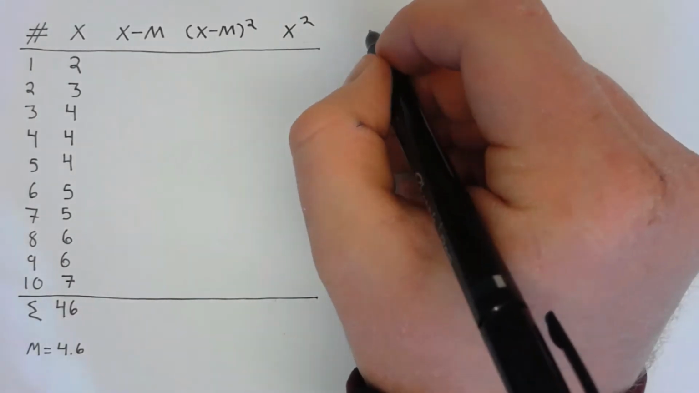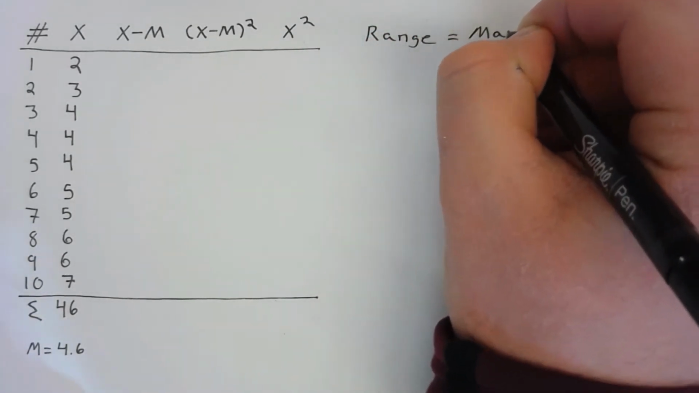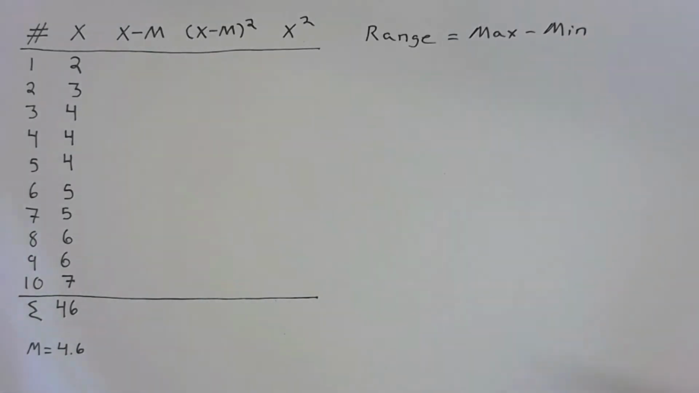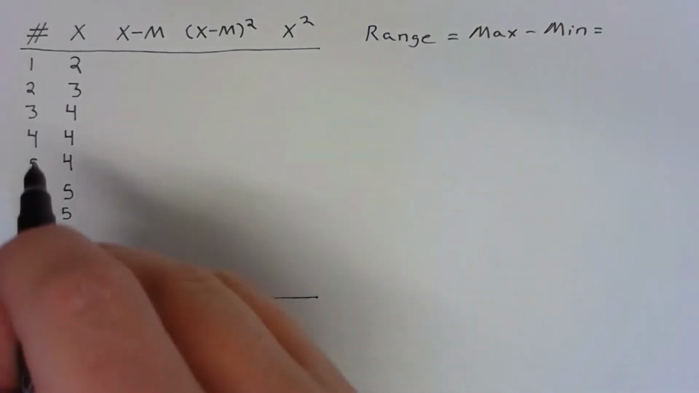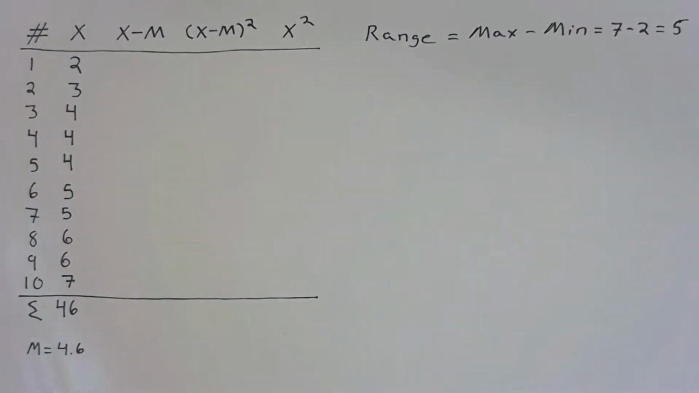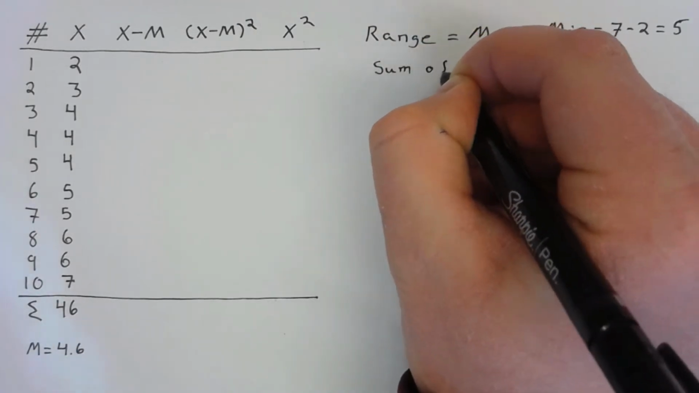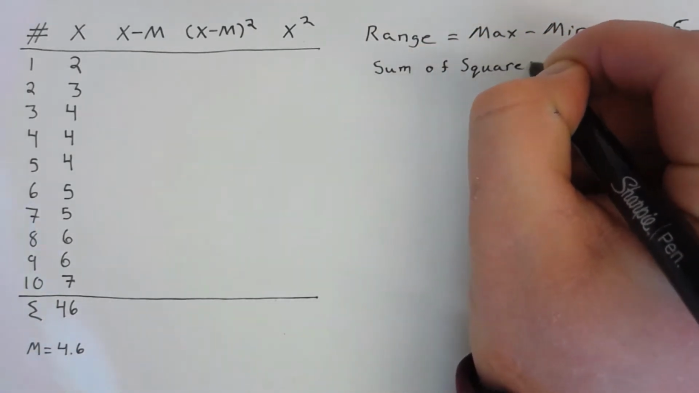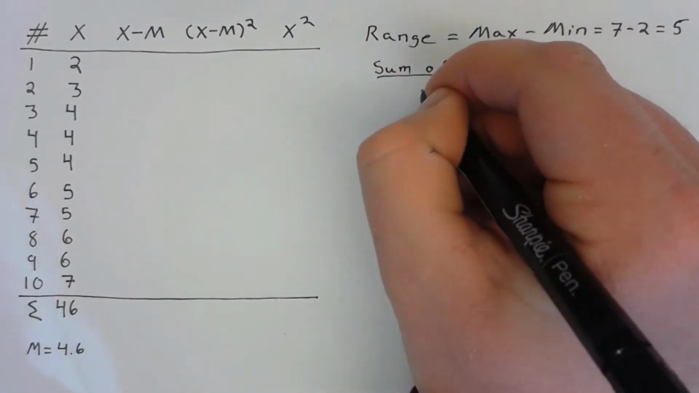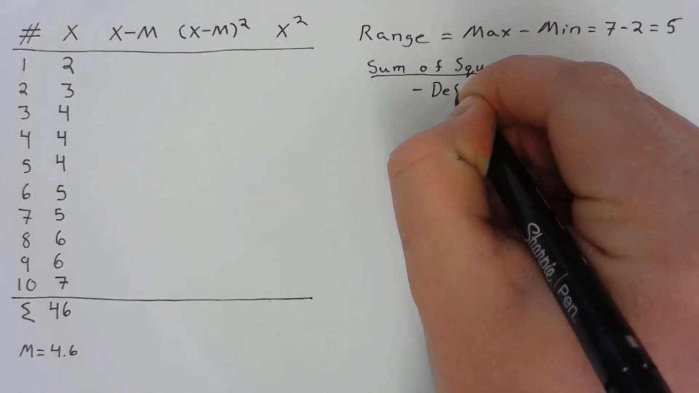Now, the first and simplest measure of variability is the range. Find the max score, subtract the minimum score from it, and what is that difference? In this case, 7 minus 2 gets us 5. The primary disadvantage of the range is that it doesn't take into account every single score in the distribution. This next measure of variability, the sum of squares, does do that.